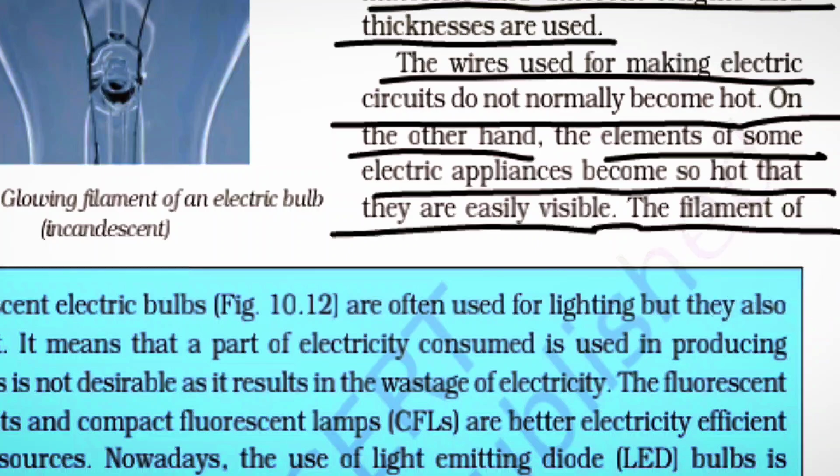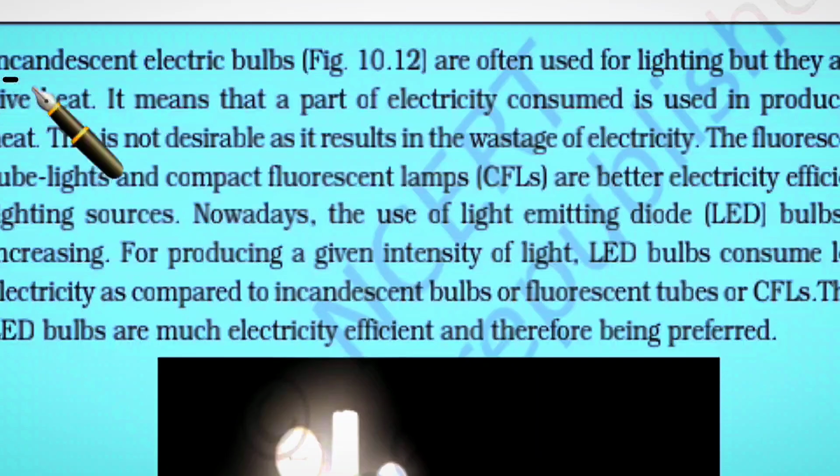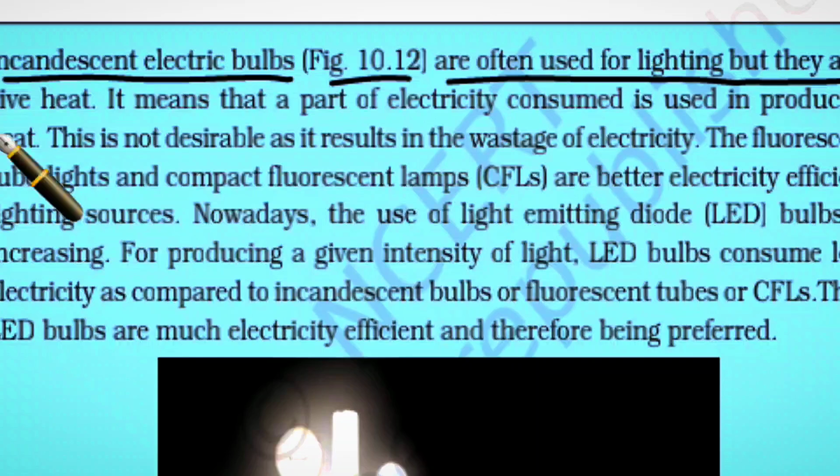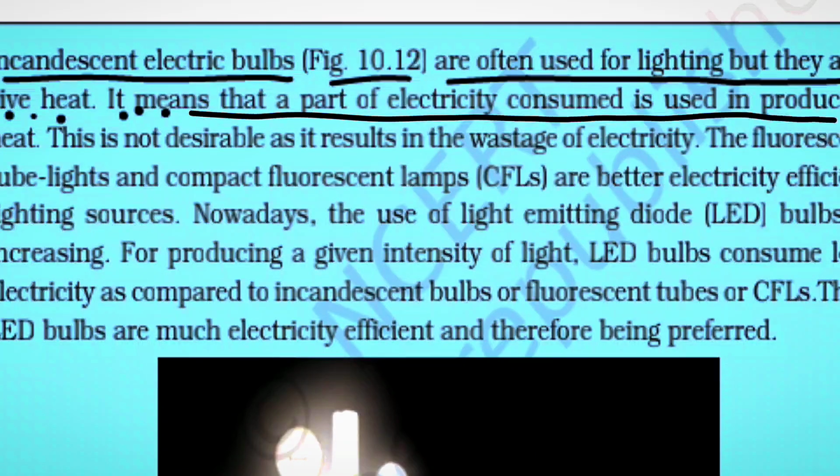The filaments of incandescent electric bulbs, figure 10.12, are often used for lighting, but they also give heat. It means that a part of the electricity consumed in using them is used in producing heat. This is not desirable as it results in wastage of electricity.